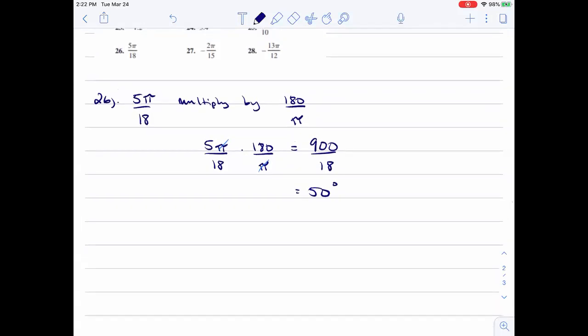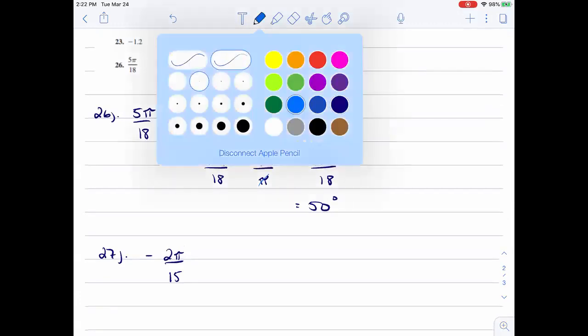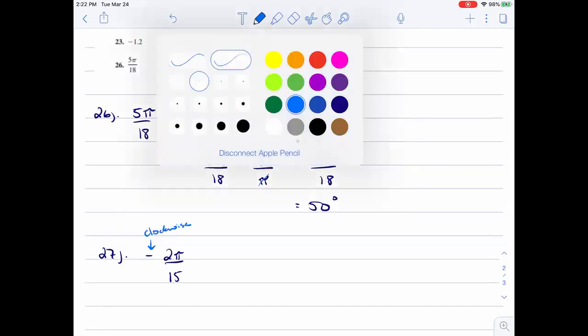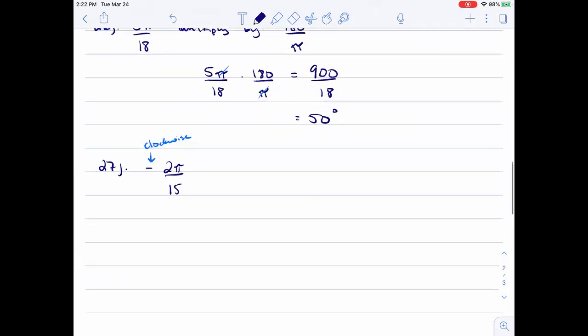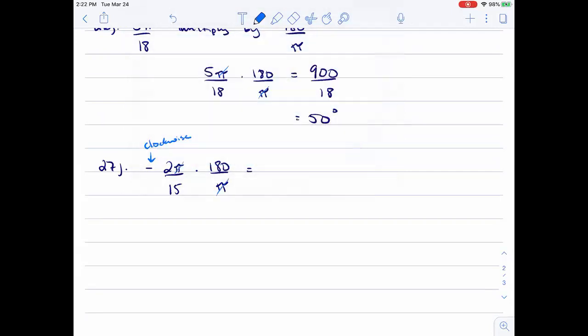What if I do 27? That's negative 2 pi over 15. Again, I want to get these into degrees. The negative just means that I'm going clockwise. So I can ignore the negative and simply multiply by 180 over pi. So I get 2 times, and again, this pi and this pi will cancel.